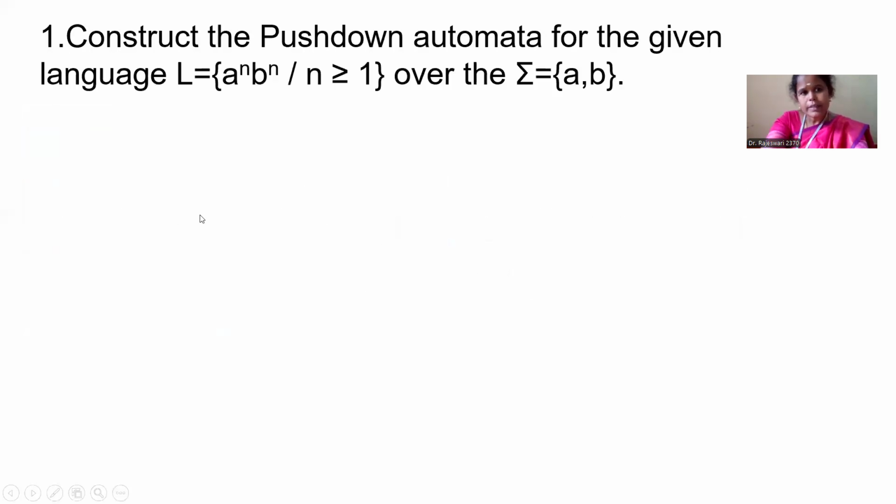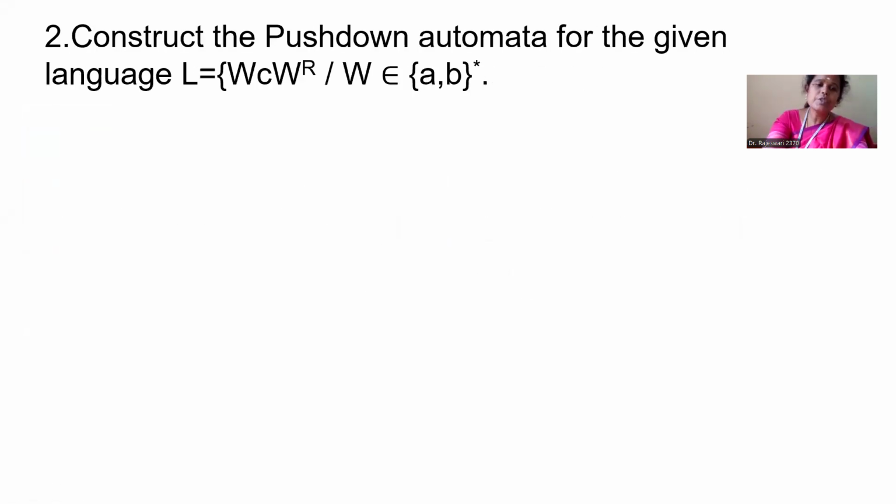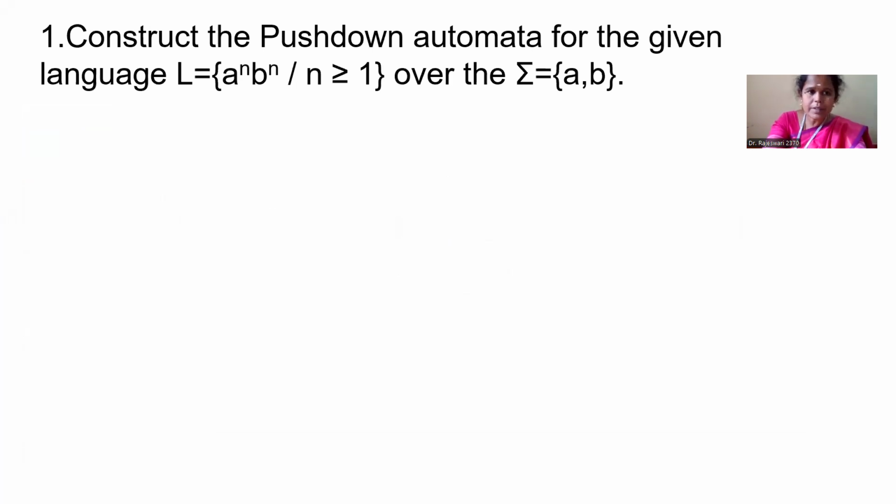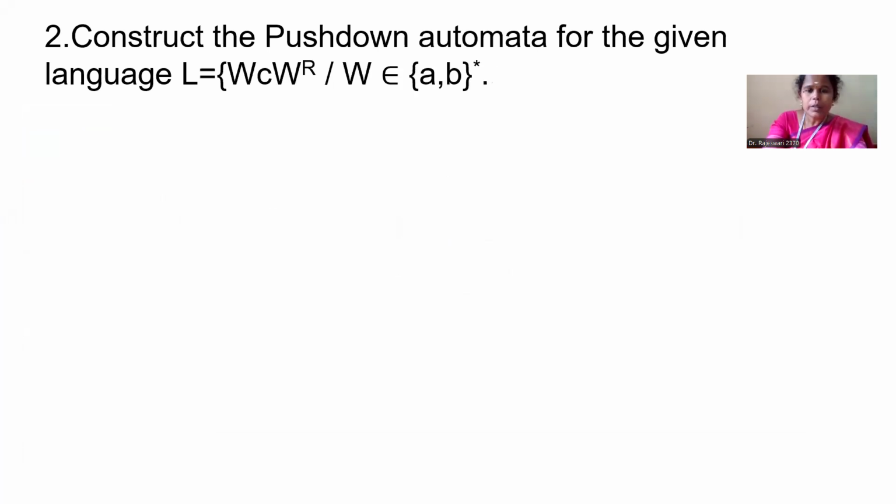Let us discuss how to construct a push-down automata for different languages. So let's see how to construct a PDA for the language L equal to W C W^R, where W belongs to {a, b}*. This W can start with A, or otherwise, W can start with B also.